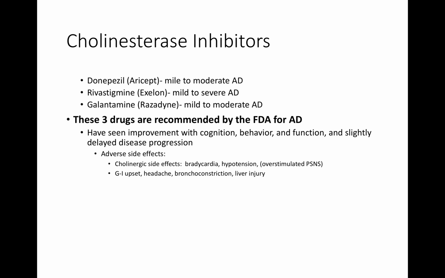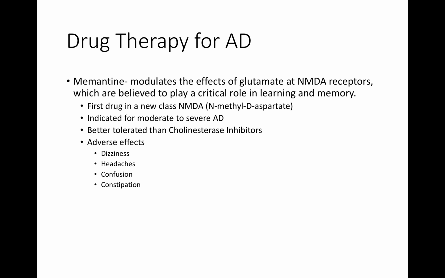There are some adverse side effects because they're cholinergic. There are cholinergic side effects such as bradycardia and hypotension, because they overstimulate the parasympathetic nervous system. They can have GI upset, headache, bronchoconstriction, and liver injury. So you can kind of see liver injury is big, bronchoconstriction, bradycardia, they're all big. So we have to watch them very carefully when we first give these drugs. But they are very effective.